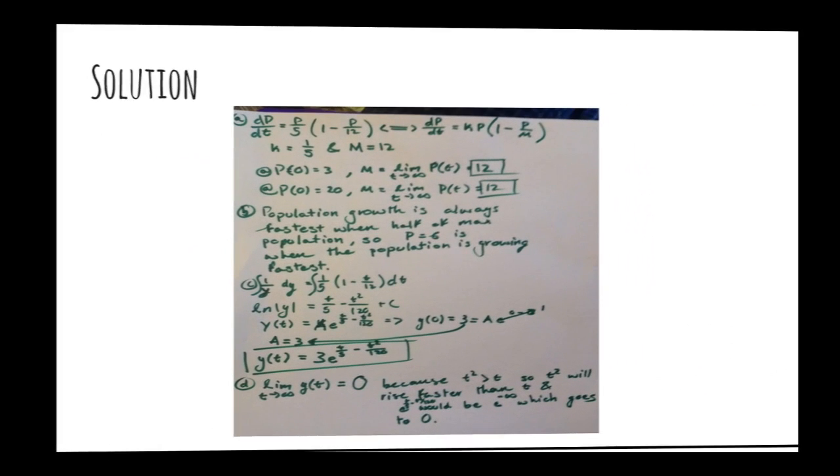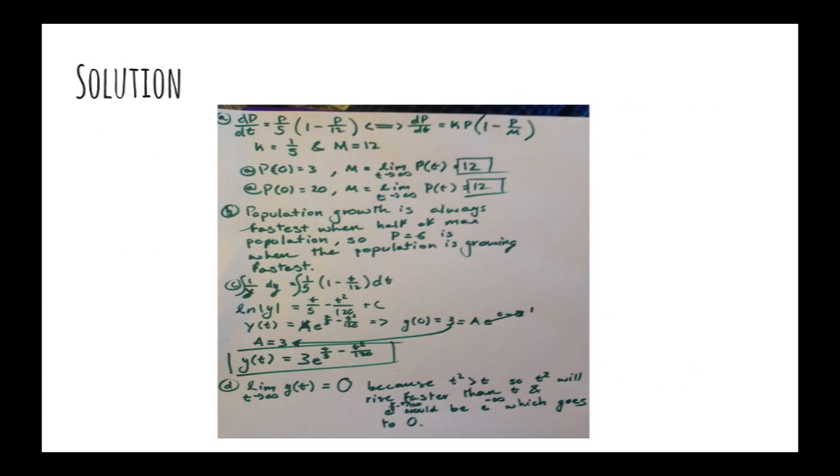So if we look at part A, if you compare the two equations, the one that we know and the one that's given, it gives us k and it gives us M. So M would be our max population. That's what we want, which is 12.